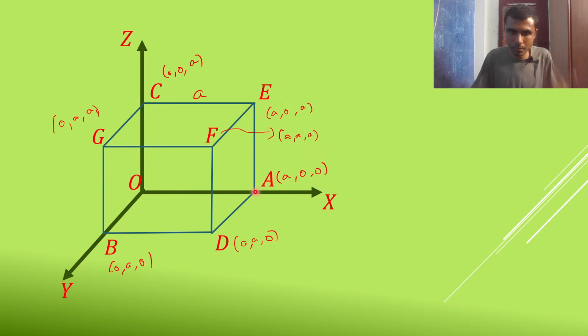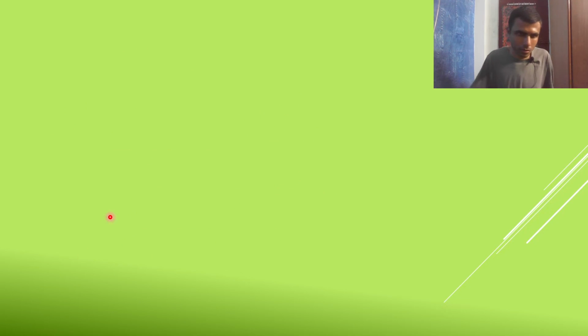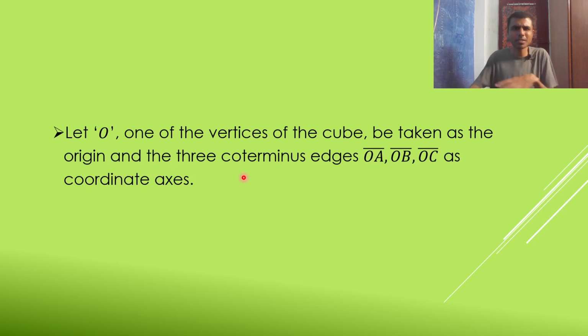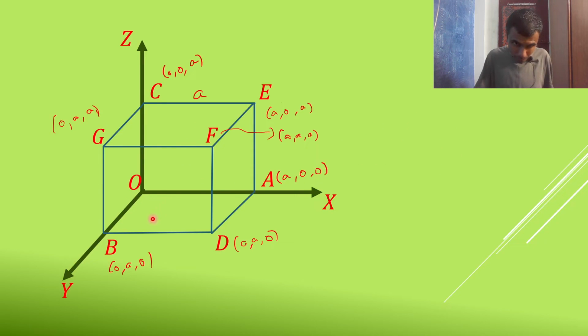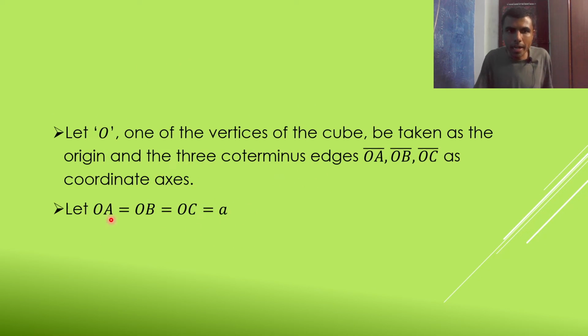and 3 edges are along xyz axis. It makes things easier, right? So the theory, whatever is there in the textbook, I just use the same thing. Let O be one of the vertices of the cube be taken as the origin, and the 3 coterminous edges OA, OB, OC as coordinate axis, and let OA equal to OB equal to OC equal to a.